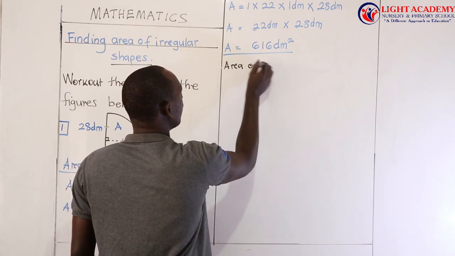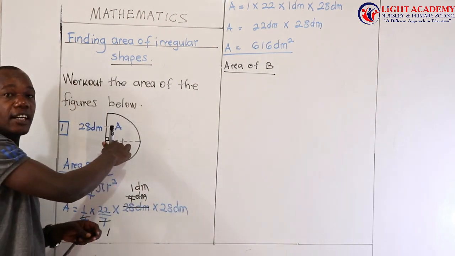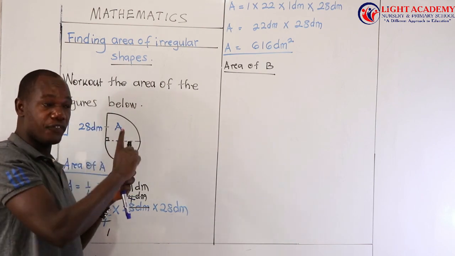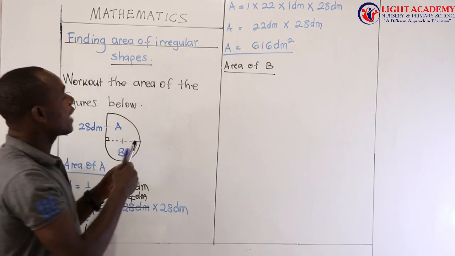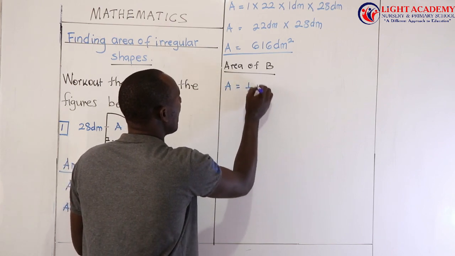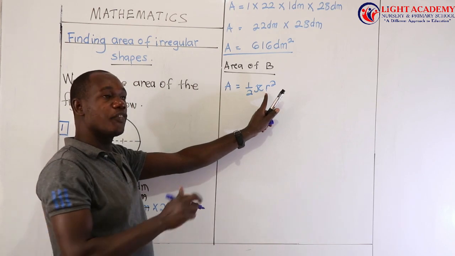Area of B, and our part B is a semicircle. So how do I work out area of a semicircle? A semicircle is a half of a full circle. So that means our area will be equal to a half pi r squared. Pi r squared is the formula for the circle.